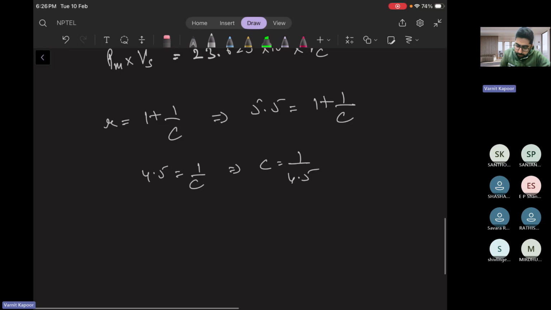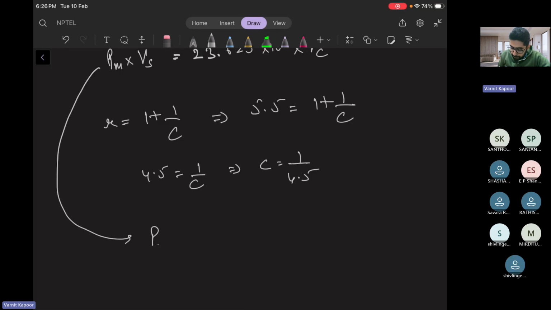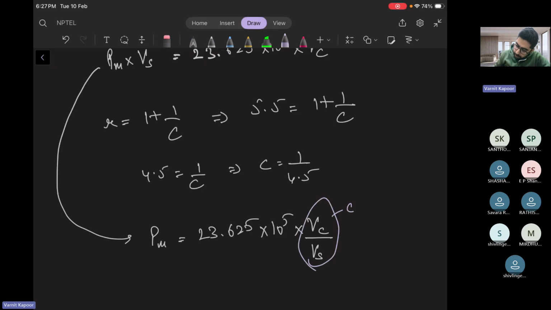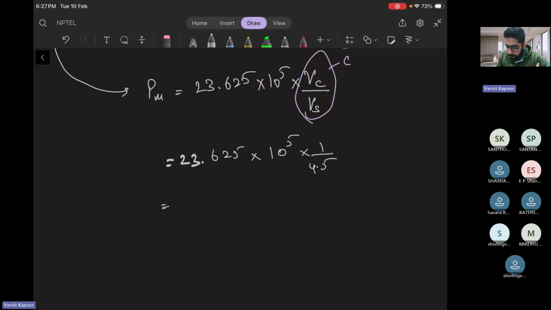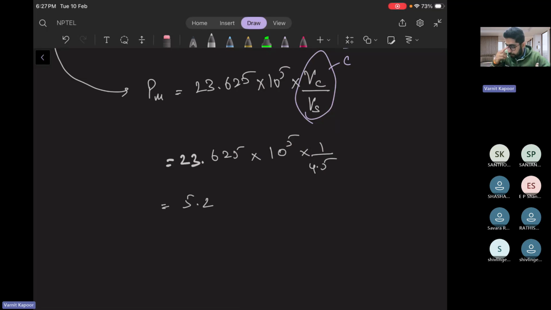So if we come back to this equation, PM is equal to 23.625 into 10 to the power of 5 into Vc by V swept. And this is nothing but your C, and C you can put from here. So 23.625 into 10 to the power of 5 into 1 by 4.5. And we want to give the answer in bar, so let's keep 10 to the power 5 as it is. If you divide 23.625 by 4.5, it will be 5.25 bar. That is your mean effective pressure.